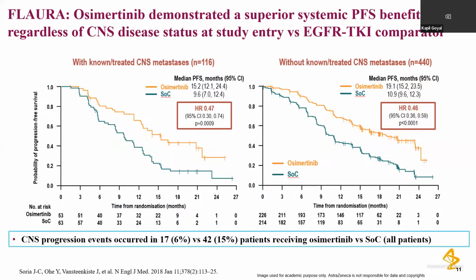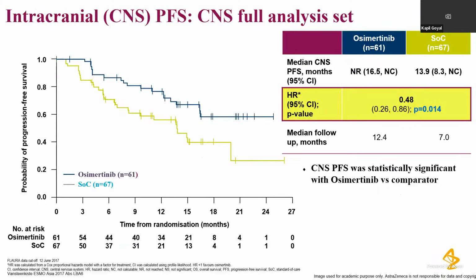If we see in patients with brain metastasis or without brain metastasis, osimertinib was effective. Median PFS was improved in patients with known metastasis, 15.2 months compared with 9.6 months, and the hazard ratio was 0.47. While in patients who did not have CNS metastasis, osimertinib provided a hazard ratio benefit of 0.46, and both of them were statistically significant. And CNS progression events occurred in only 6% of the patients receiving osimertinib compared to 15% of the patients receiving standard of care.